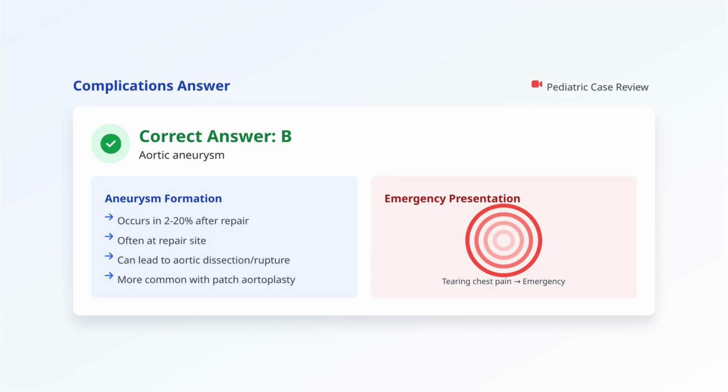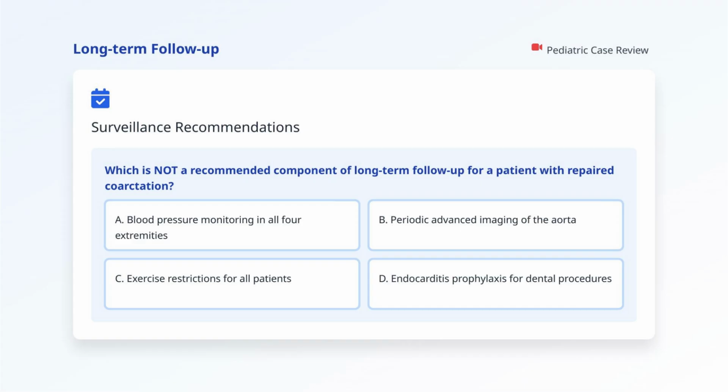Aortic aneurysm. Aneurysm formation occurs in 2 to 20% of patients following coarctation repair and is often located at the repair site. The tearing chest pain described is concerning for possible dissection of an aneurysm, which is a life-threatening emergency. Aneurysms are more common with patch aortoplasty techniques and in patients with associated bicuspid aortic valve or connective tissue disorders. This presentation requires urgent imaging and potential intervention.